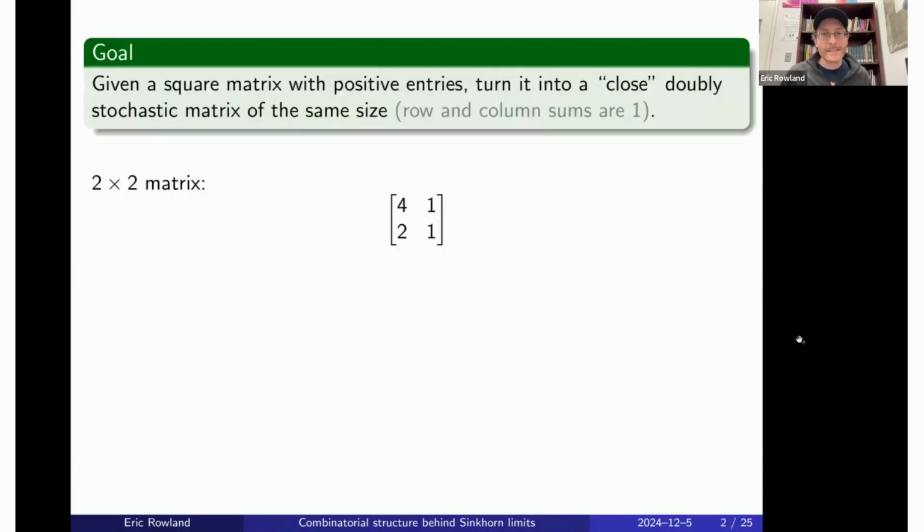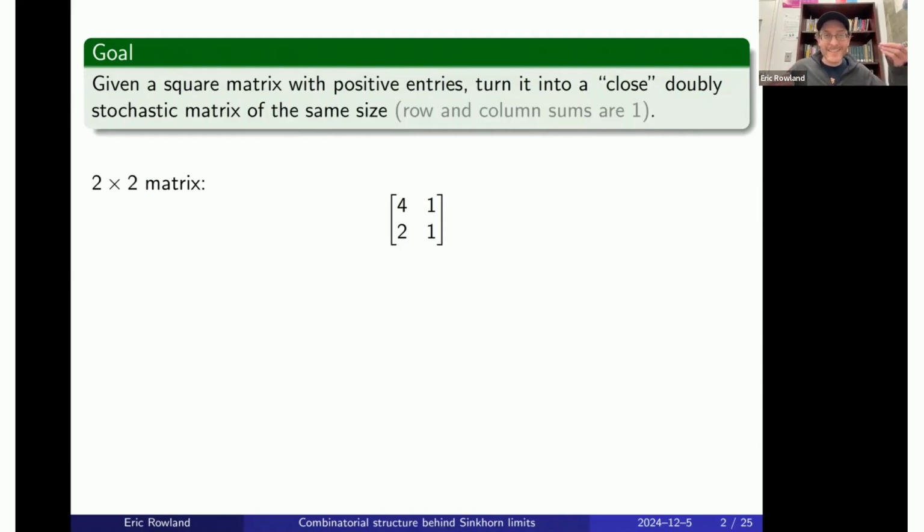So what is a Sinkhorn limit? Here's the goal. You start with a square matrix with positive entries, and you want to turn it into a close, whatever that means, doubly stochastic matrix of the same size. Doubly stochastic means that the row sums and the column sums are all one, and close is some vague notion that we're going to leave undefined for the moment.